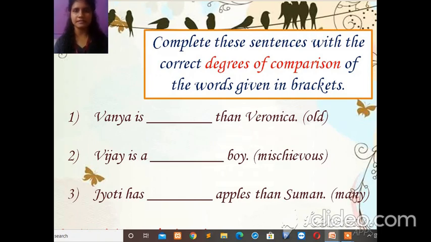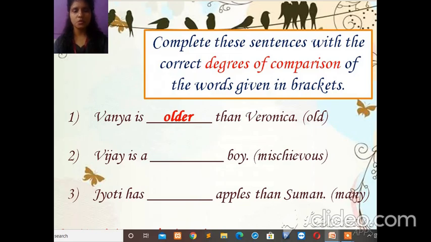Complete these sentences with the correct degrees of comparison of the words given in the brackets. First is, Vanya is blank than Veronica. Here you can see the word than shows comparative degree. So we have to put the comparative form of the given adjective old. So the answer is older. Vanya is older than Veronica.